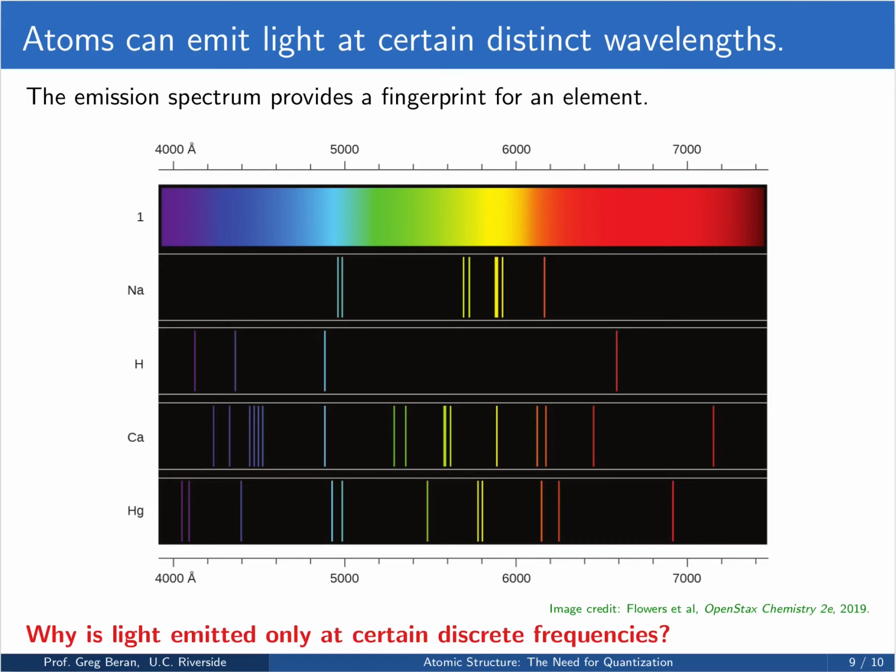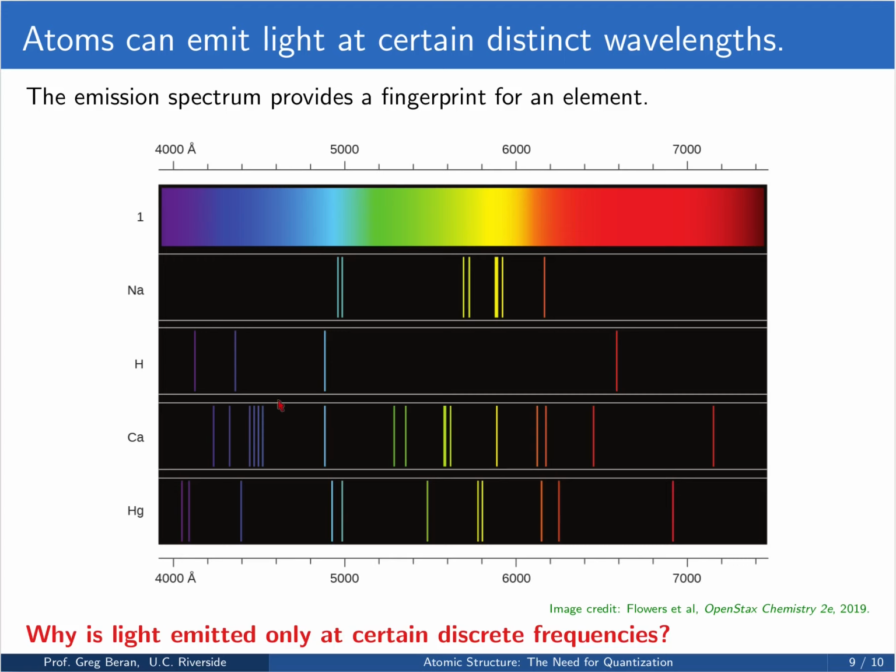Finally, let's talk briefly about atomic emission spectra. It turns out atoms can emit light at certain distinct wavelengths, and the emission spectrum actually provides a fingerprint for a given element. Have you ever wondered how we know what elements the sun is made of or other stars are made of? We do this by looking at the emission spectra coming from them, from the light being emitted by the elements in these stars.